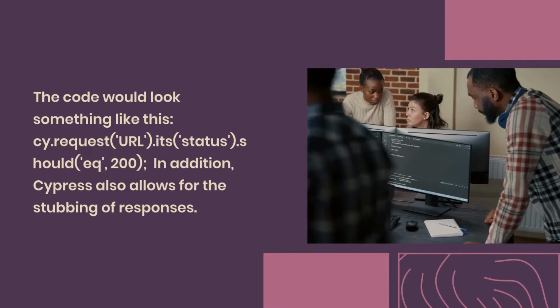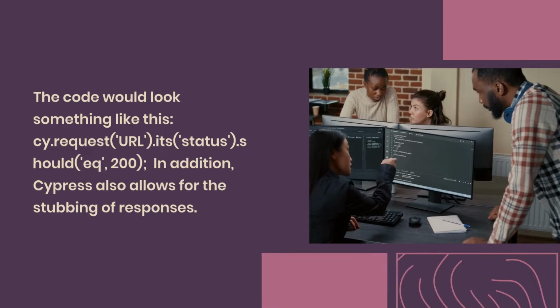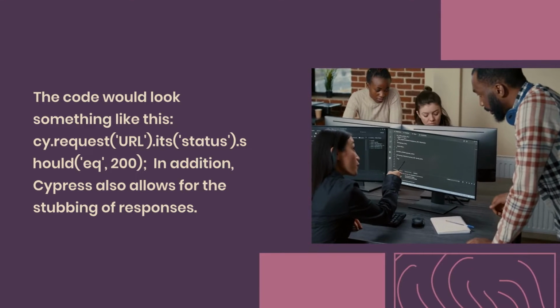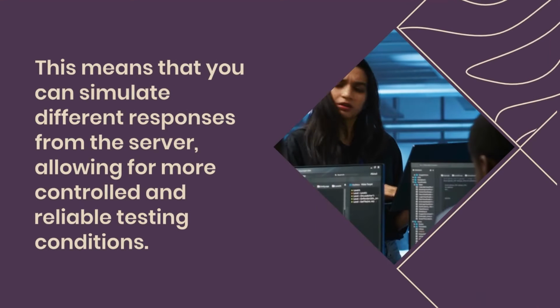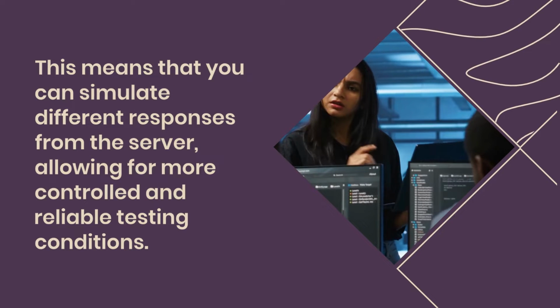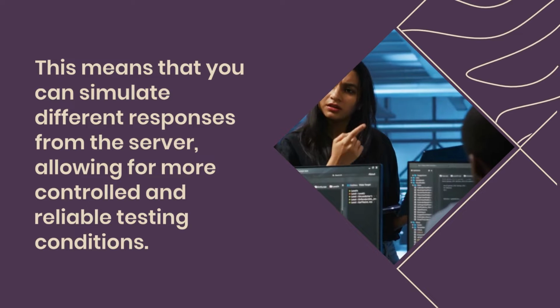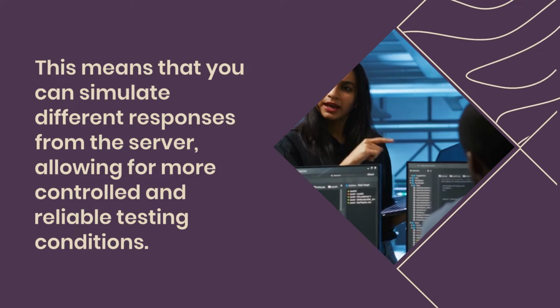request URL dot its status should EQ 200. In addition, Cypress also allows for the stubbing of responses. This means that you can simulate different responses from the server, allowing for more controlled and reliable testing conditions.